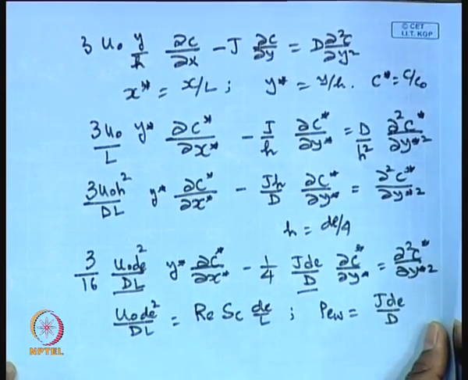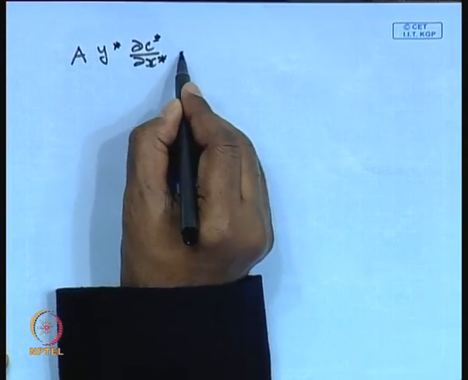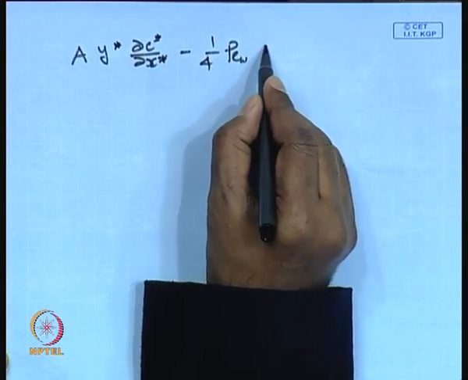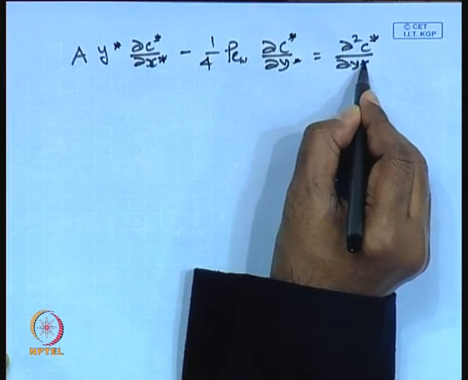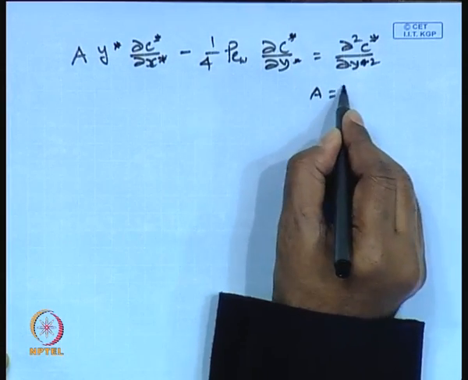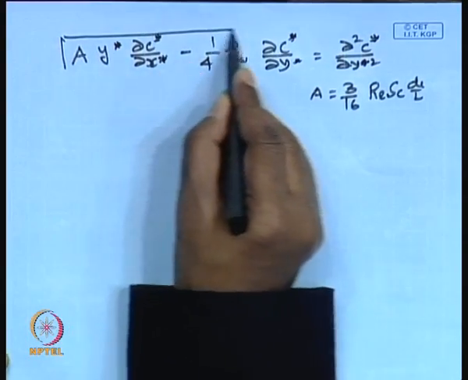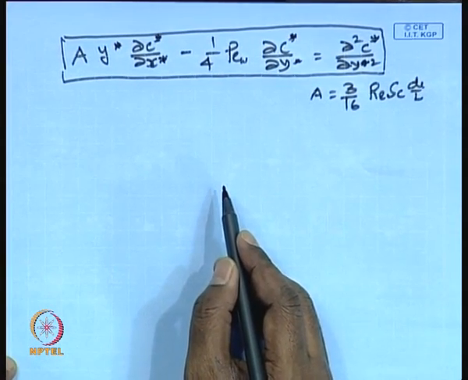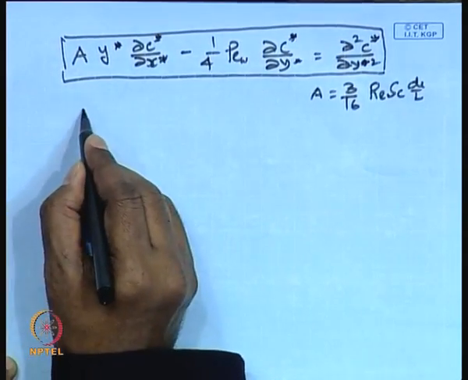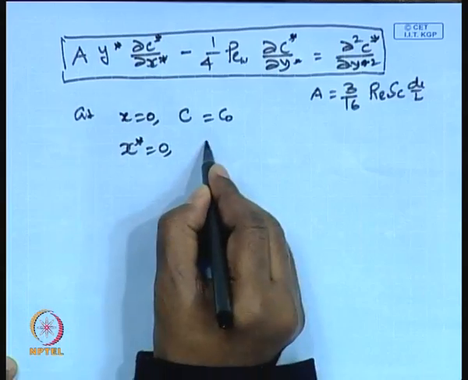So we write this expression as a y* ∂c*/∂x* minus 1/4 Pw ∂c*/∂y* is equal to ∂²c*/∂y*², where a is nothing but 3/16 Reynolds Schmidt d by l. So this is the non-dimensional governing equation as earlier. I do not think there is any change in its non-dimensional version from the earlier version. We require boundary conditions: at x equal to 0, c was equal to c0, that means at x* equal to 0, c* is equal to 1.